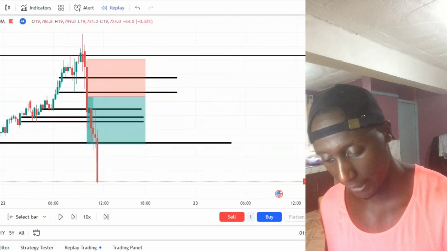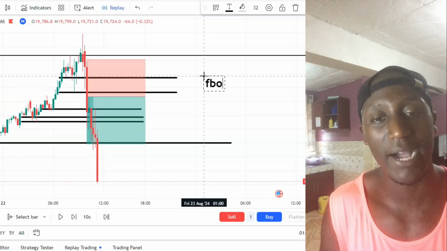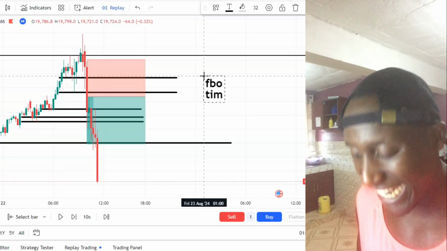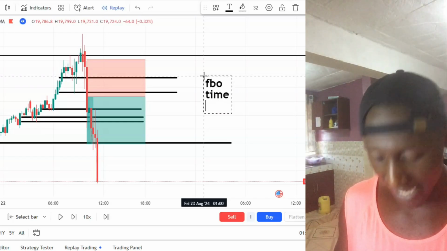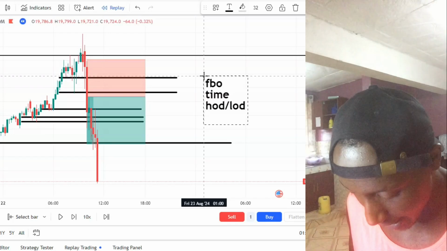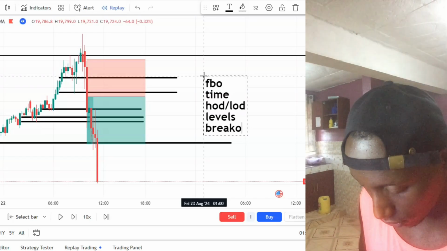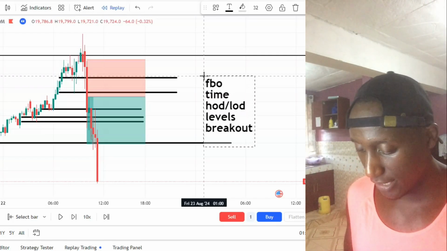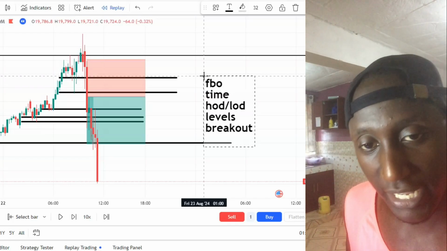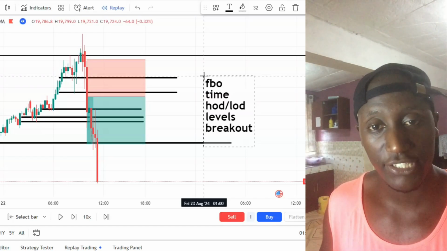And to summarize everything, we use the weekly cycle failed breakout to know where the market is headed. And then on the trading day, we come to the screen at the right time. Then we identify high of day and low of day. And then finally, we identify our levels. And then our entry is a breakout of those levels. And then stop loss is above the breakout candle, and then take profit is the low of the day. Basically, that is the step-by-step process that I personally follow to catch high quality setups.